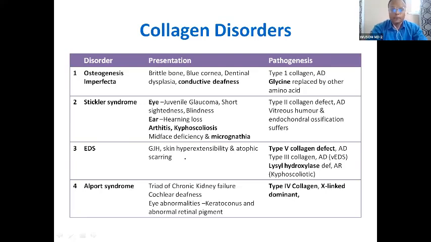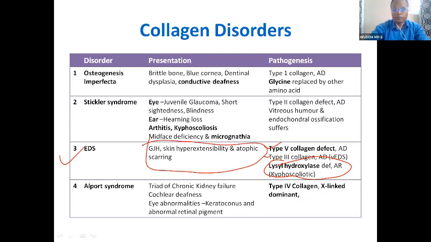Okay. So see this. Type 5 collagen is the main one, and type 3 collagen is also an odd number. I told you, type 3 collagen. When there is a defect in collagen or protein, it is autosomal dominant. But there is one Ehlers-Danlos syndrome that happens because of lysyl hydroxylase deficiency. This is autosomal recessive. You got me? Yes, sir. So this is Ehlers-Danlos. All have this triad, these three features. What is GJH?